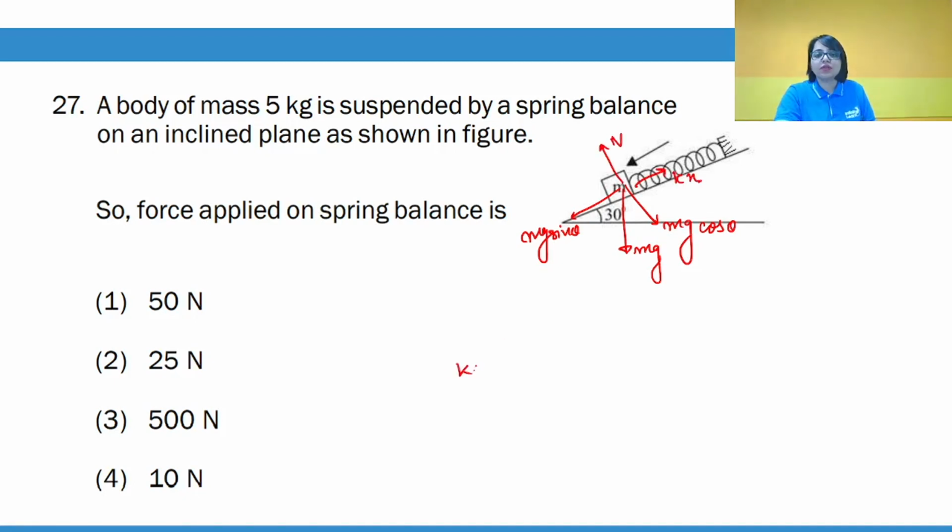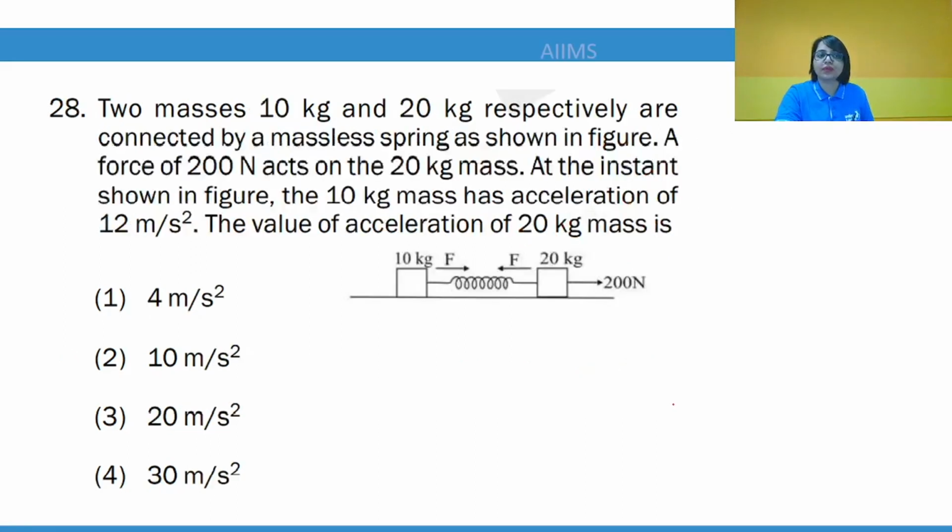So basically spring force is balanced by mg sin theta, which is mg sin 30 degrees. So mg by 2. So it will be 5 into 10 by 2, that is 25 Newton. So correct answer is option 2.